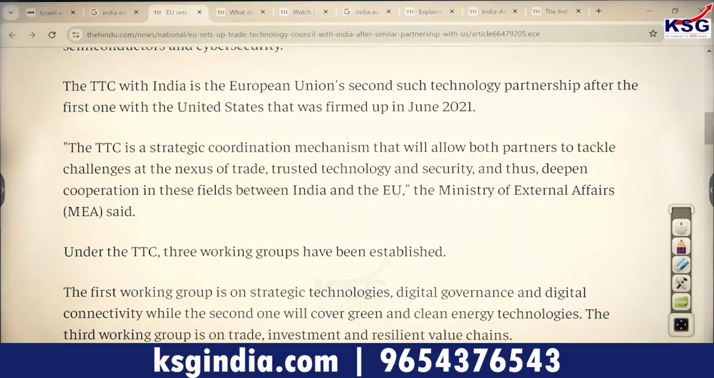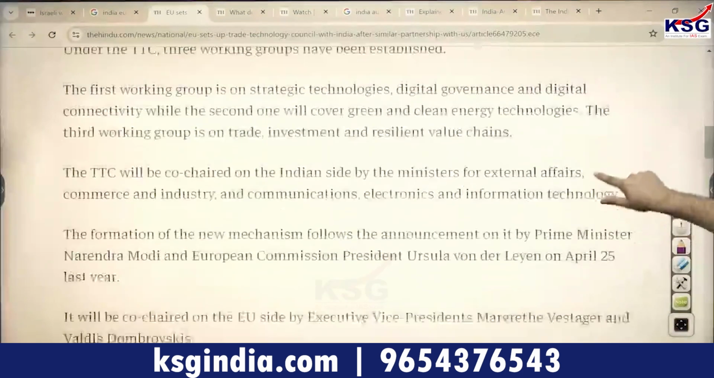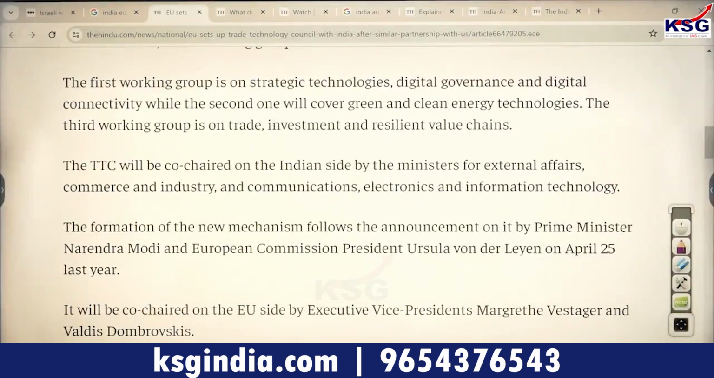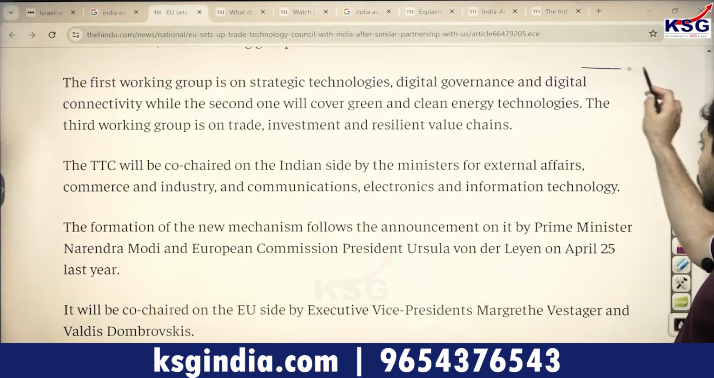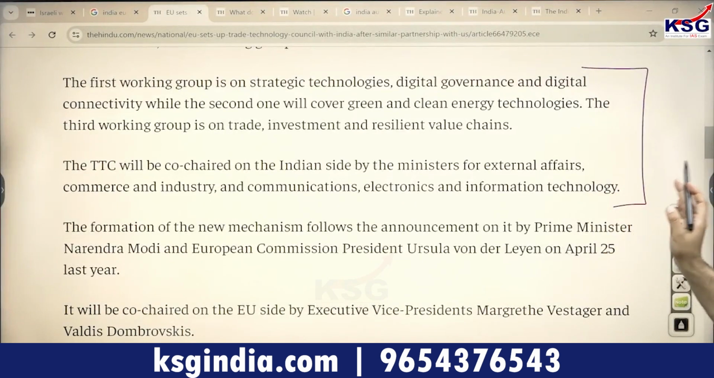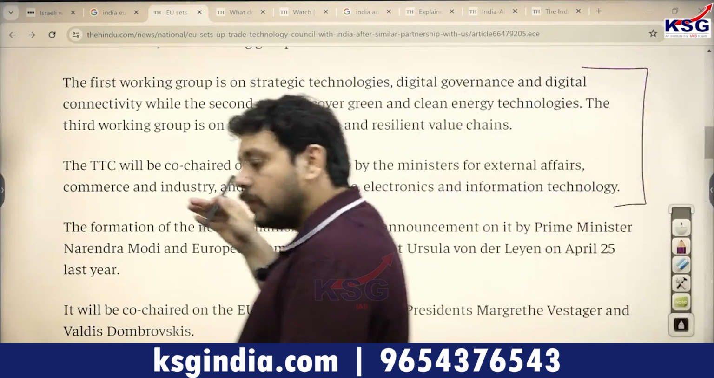The TTC is a strategic coordination mechanism that will allow both partners to tackle challenges at the nexus of trade, trusted technology, and security, and thus deepen cooperation in these fields between India and the EU. Under the TTC, 3 working groups have been established. Okay, so you will take a note of these 2 parts, please, class. These 2 parts you will have to take a note of in your current updates notebooks.